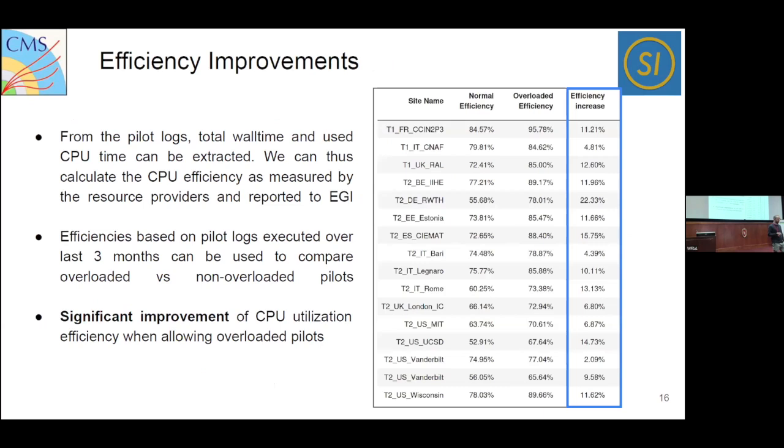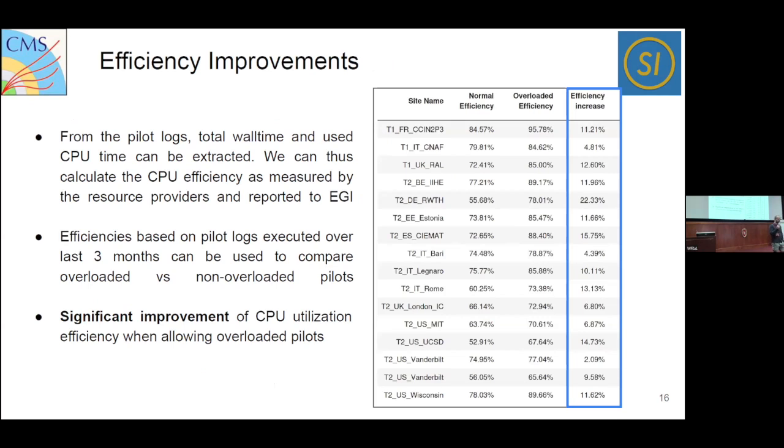So this is the efficiency. Since the EGI portal doesn't have data for all the sites, the breakdown for CE is not available for all the sites, I took the data from our pilot logs where the efficiency is reported, and I calculated the differences between sites. I was able to do that only for 8-core pilots for the moment.